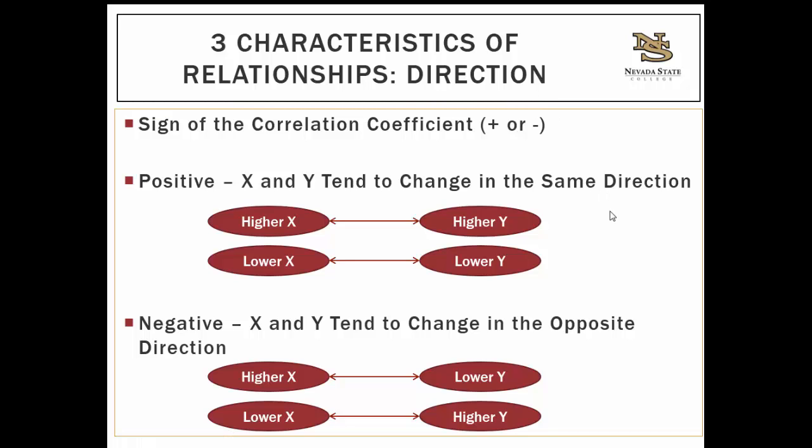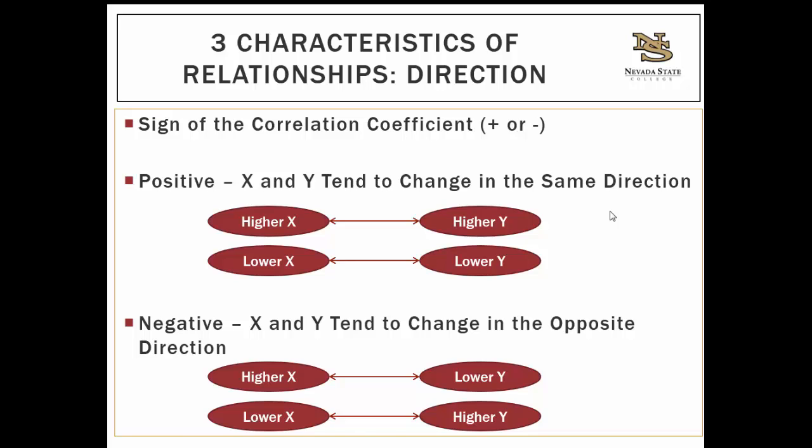So if X and Y tend to change in the same direction, so in our data, if those who have higher scores for X tend to have higher scores for Y, or those who have lower scores for X tend to have lower scores for Y, then the relationship is said to be positive, right? The two variables are changing in the same direction across participants. So we would have a positive correlation coefficient. If the relationship is positive, the value is positive.